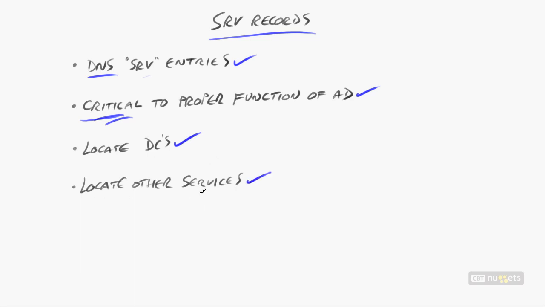They can also be used to locate other services, such as an SRV record for Lync services. This is a communications type of server. Timothy Warner here at CBT Nuggets has a smashing new series on Lync Server, so you might want to look that up. But that's just some other things. You can also use them besides Active Directory specifically.